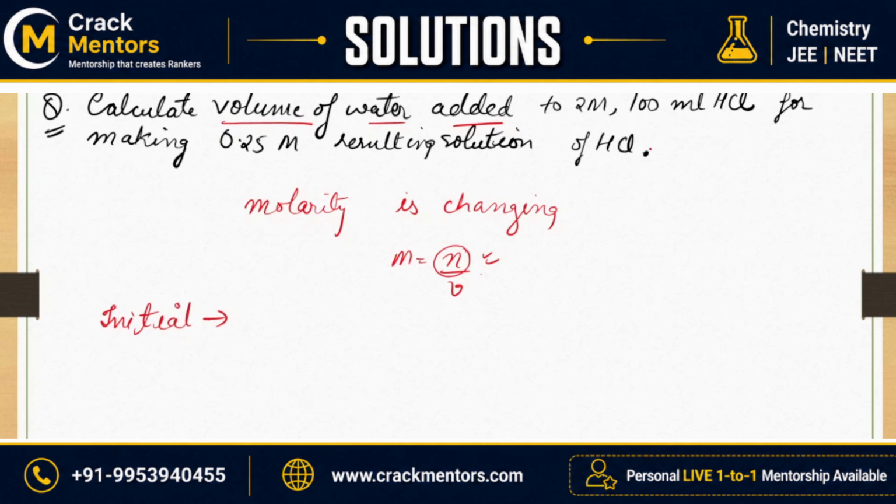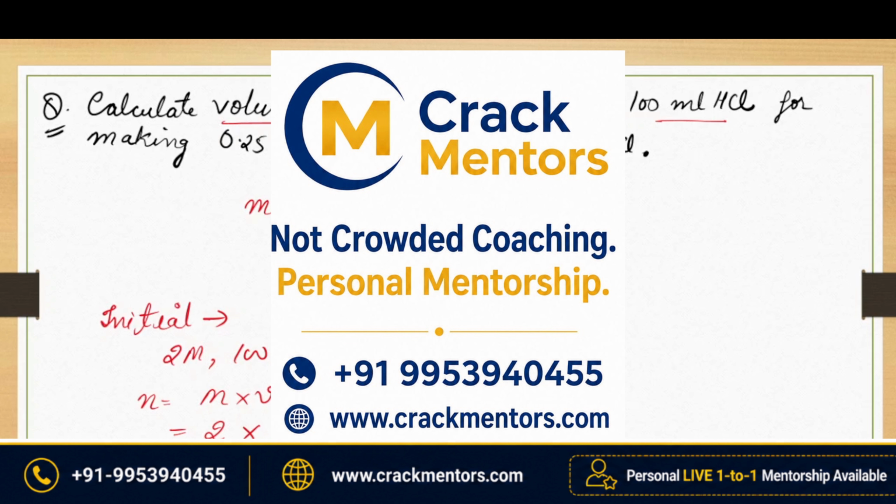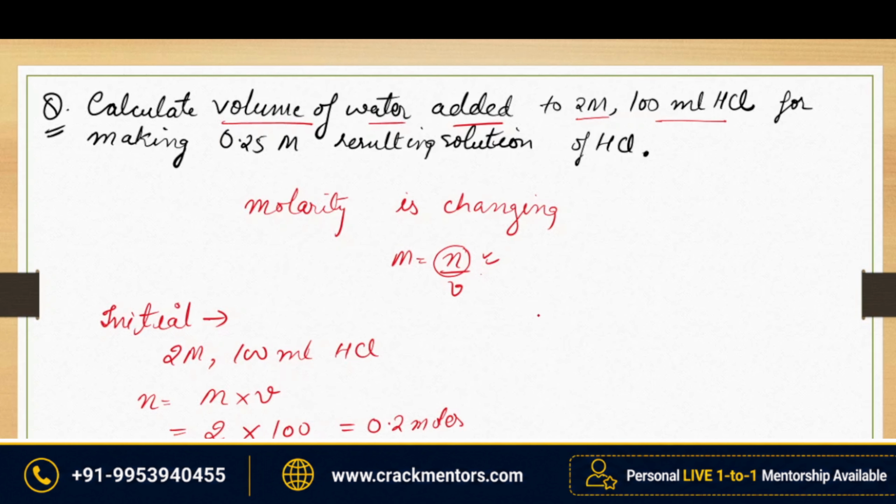So first of all, take the initial scenario. Initial scenario is like 2 molar 100 ml HCl. Now from here I can calculate the number of moles, and number of moles will be molarity into volume. 2 is the molarity, volume in liter. So it will become 0.2 moles. Just now what I told you, that moles are not changing. We are just adding the volume. Okay, volume of water. So we will see the condition after addition of water.